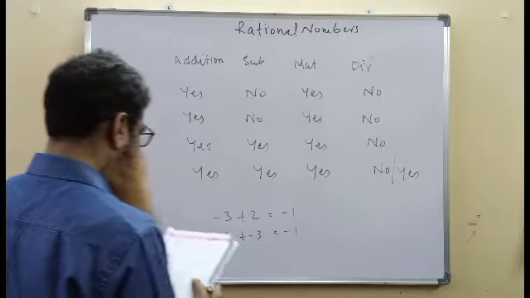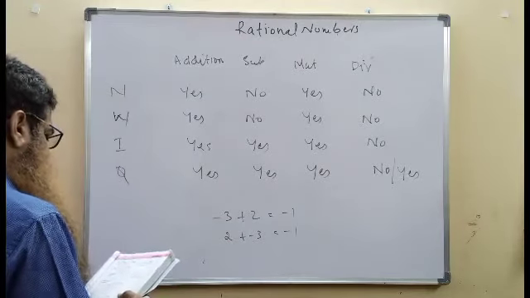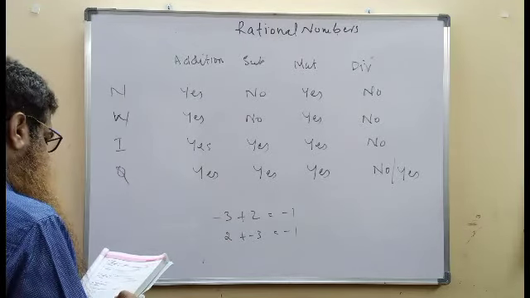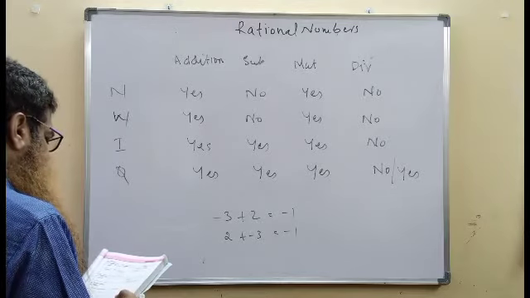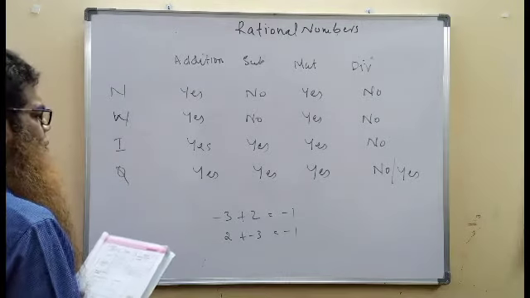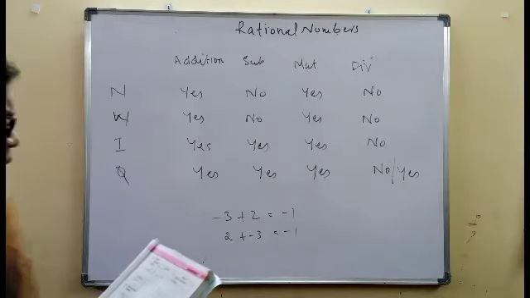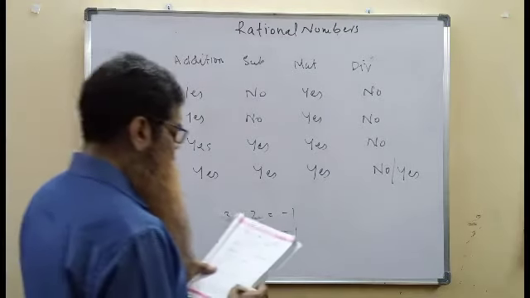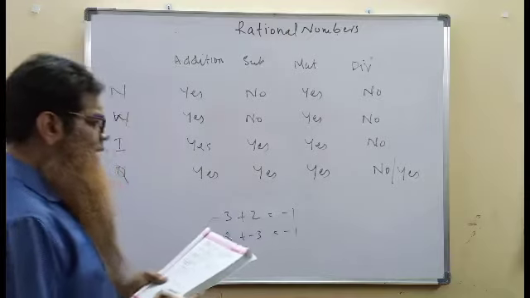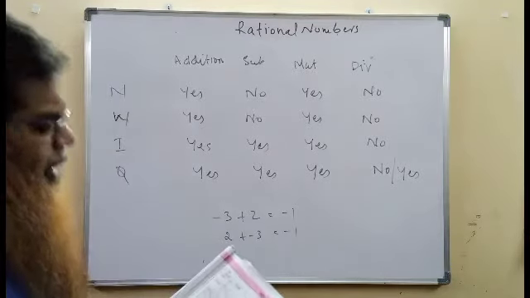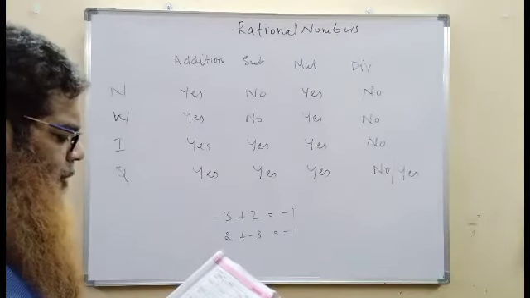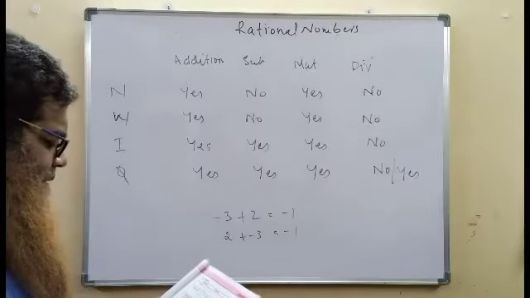Subtraction, 2 and 3 are integers. 2 minus 3 is equal to minus 1, whereas 3 minus 2 is not equal to minus 1. So subtraction is not commutative in integers. Multiplication is similarly commutative and division is not commutative in integers.